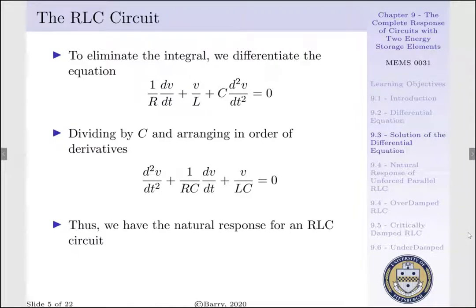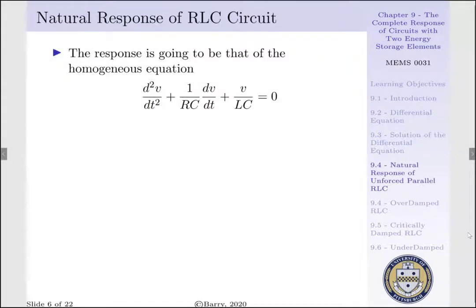Thus we have the natural response for an RLC circuit. It is our natural response because it is not forced, i.e. our right-hand side is equal to 0. The response is going to be that of the homogeneous equation. That is, if we determine the homogeneous solution to the second derivative of our voltage with respect to time plus 1 per RC times the time rate of change of voltage plus our voltage per LC, we have the natural response of our RLC circuit.